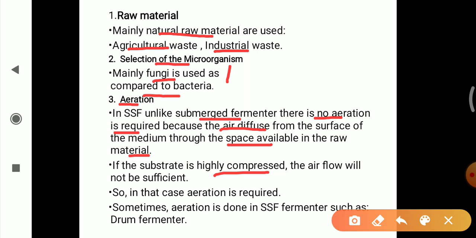If our substrate, our selection of raw material, is very compact, very highly compressed, then the air flow will not be sufficient. So in that case, aeration is required. Sometimes aeration is done in SSF fermenter such as drum fermenter. In drum fermenter, aeration is required, that we will see in the drum fermenter.